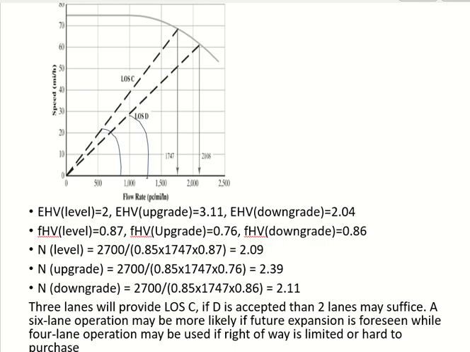Tangent theta is what? Y upon x, right? Tangent theta is y upon x. I need my y to be flow, and I need my x to be speed. So the maximum density for level of service C was 26. This will become my tangent theta.